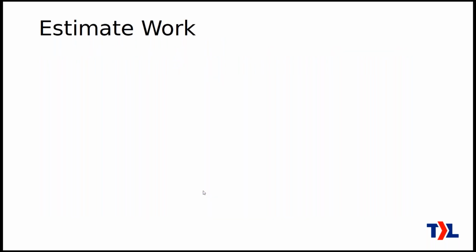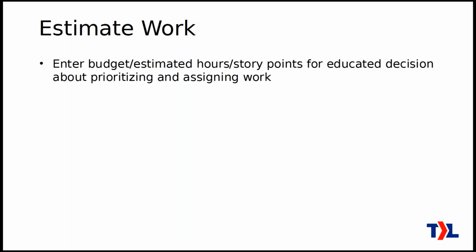So that brings us to the estimate part of the cycle. We're going to enter the budget or estimated hours or story points. I'll get to story points in a moment. Basically, this is for an educated decision about prioritizing and assigning work, because you might find that a ticket has a small budget, but it's actually a valuable thing for the customer to have, even if the project isn't 100% done. Then maybe you just want to put that first, because it's not very much work.